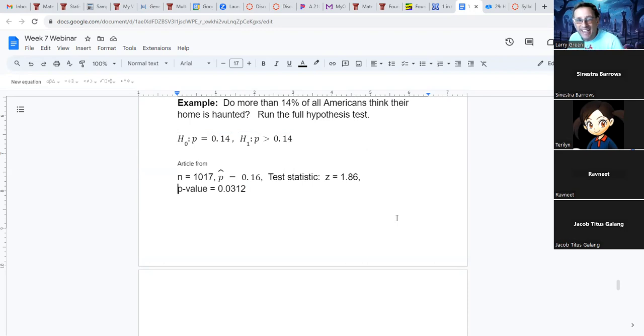Yeah, probably not. Okay, type 1 error meant that you said more than 14% think their home's haunted when it really wasn't. Not a lot's going to happen. And type 2 error means that it really was greater than 14%, but you weren't able to say it. Either way, it's kind of similar.